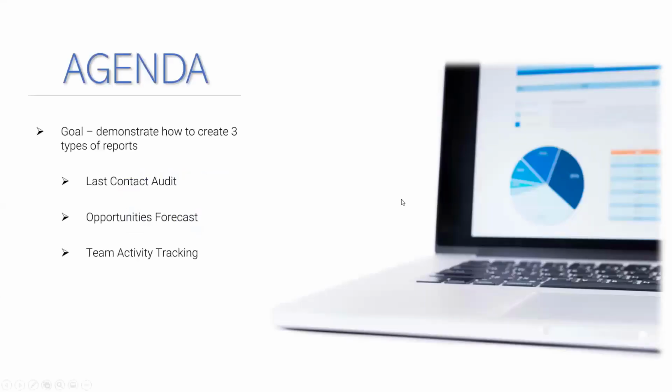We will be working with the reports module in Claritysoft, and I will be showing you how to create different reports using the module. We'll work with three. One of them is a last contact audit report where we're going to search for all our contacts based upon the last contact date field and pull up a list of those people that we need to contact, get in touch with, and pull back in.